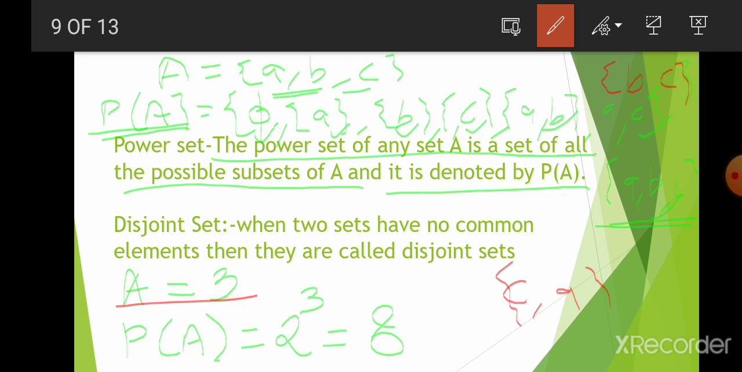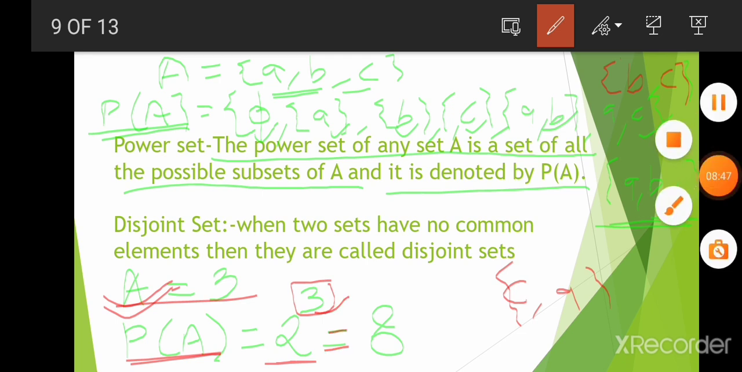So the number of elements in the power set will be 2 to the power number of elements. Here the cardinality of set A is 3, so 2 to the power 3 will be the number of elements in the power set. Next is the disjoint set.